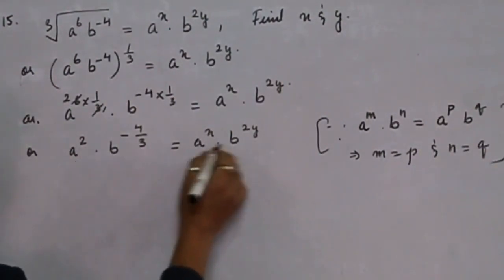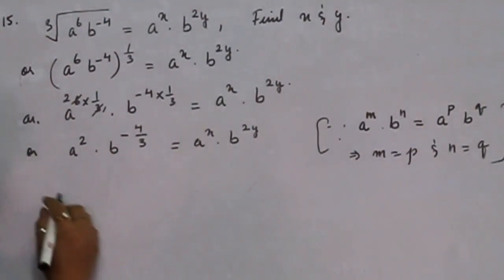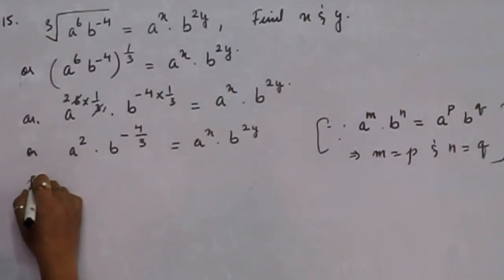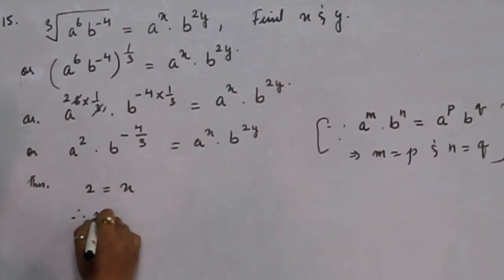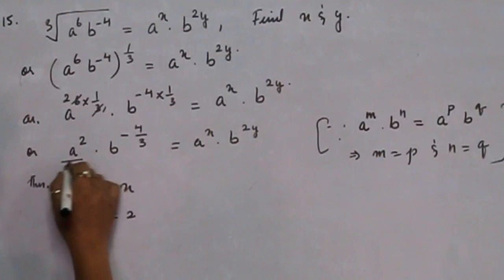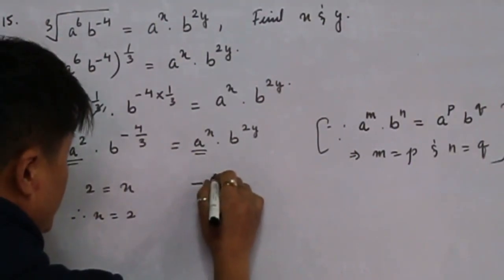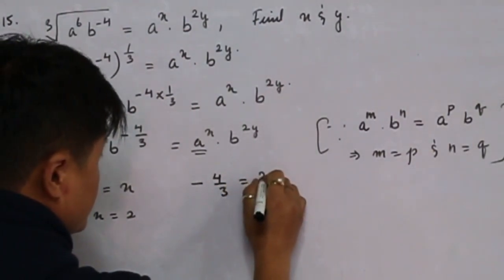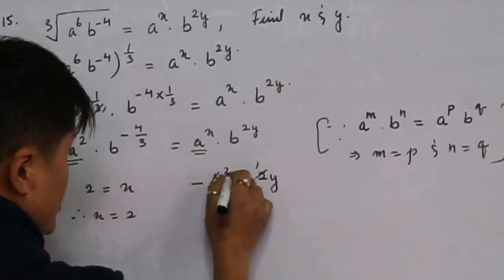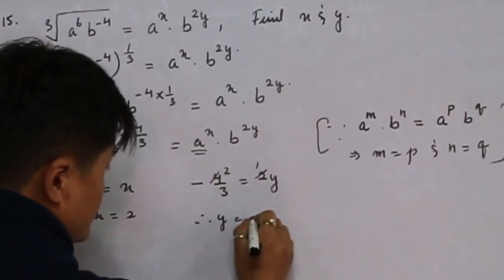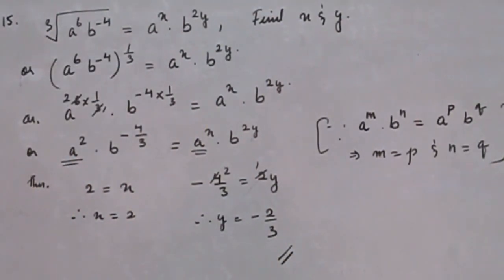So here also we have the same bases a and b. So we can write here 2 is equal to x, therefore x is equal to 2, just taking a. And for the remaining, this will be minus 4 by 3 is equal to 2y. 2 1s are 2, 2 2s are 4, therefore y is equal to minus 2 divided by 3. This is how we get the value.